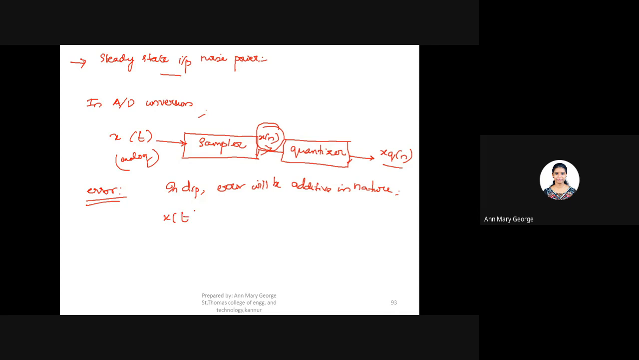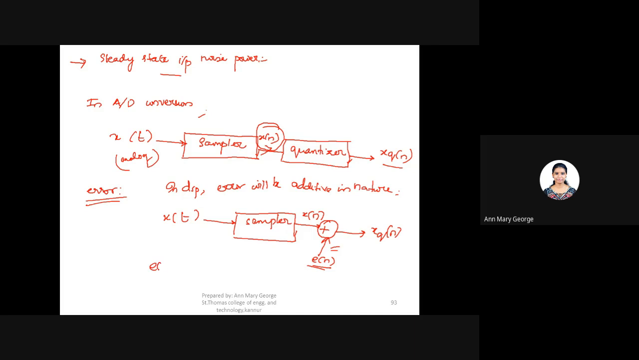That is, x of t when given to a sampler, you will get x of n. Again this will be additive in nature, that is e of n. Finally we get xq of n. The error will be additive in nature, and we can represent it as an adder. What do you mean by e of n? The quantization noise, or the quantization error.